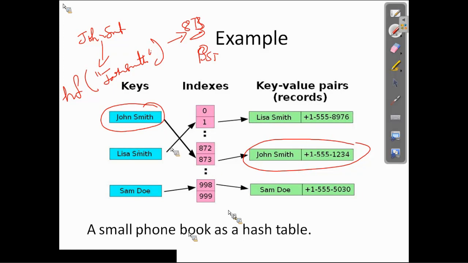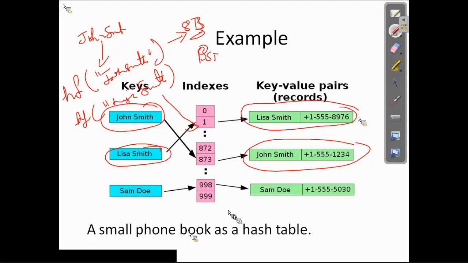The same thing happens with Lisa Smith. You give Lisa Smith to the hash function, and it generates an address. In this case, it generates 1, and at that location, which leads to the physical record for 1, the key-value pair, which is the record, is stored. So this is how hashing works.